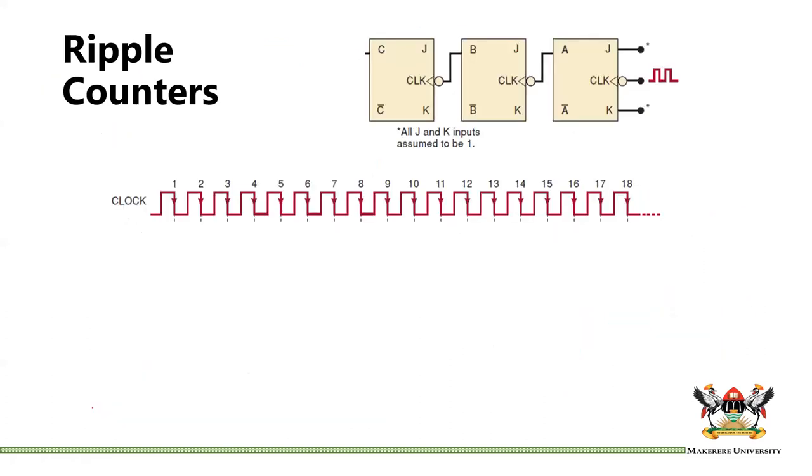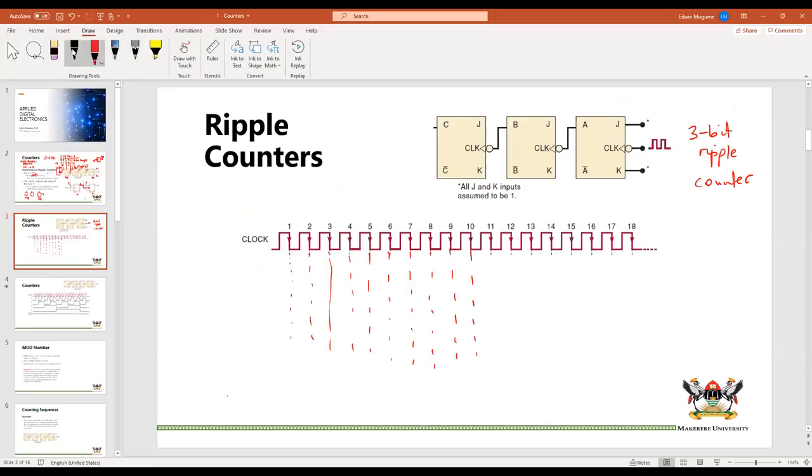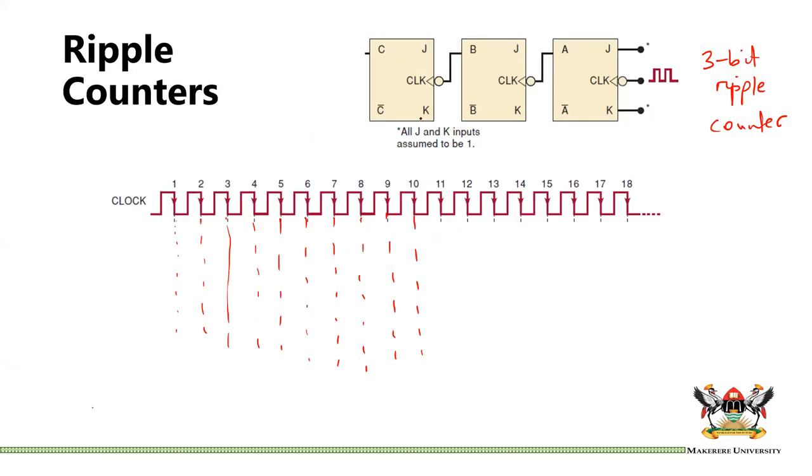Let us look at this one. This is a 3-bit ripple counter. Let's see if we can try to work out. So we can see that one, and so on. So just to draw this so that it can be a bit clear to everyone. And so on and so forth. I'm going to get one.